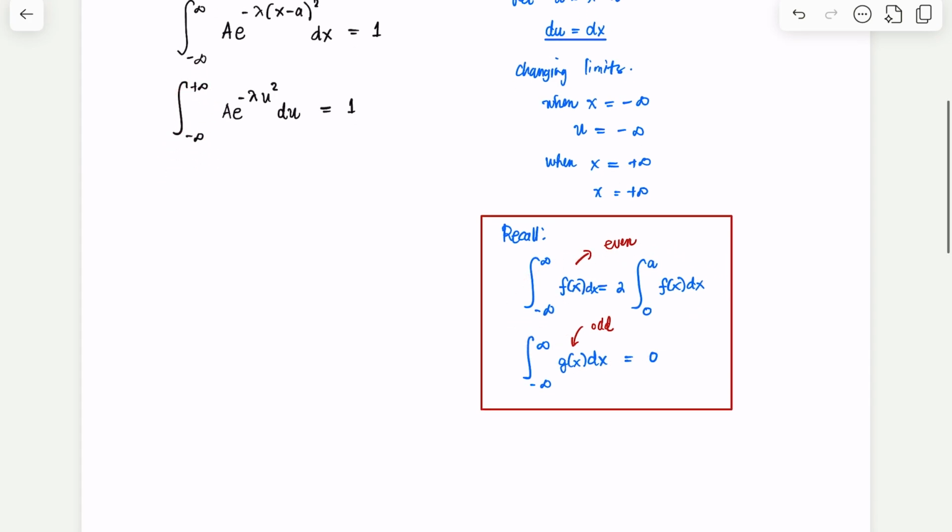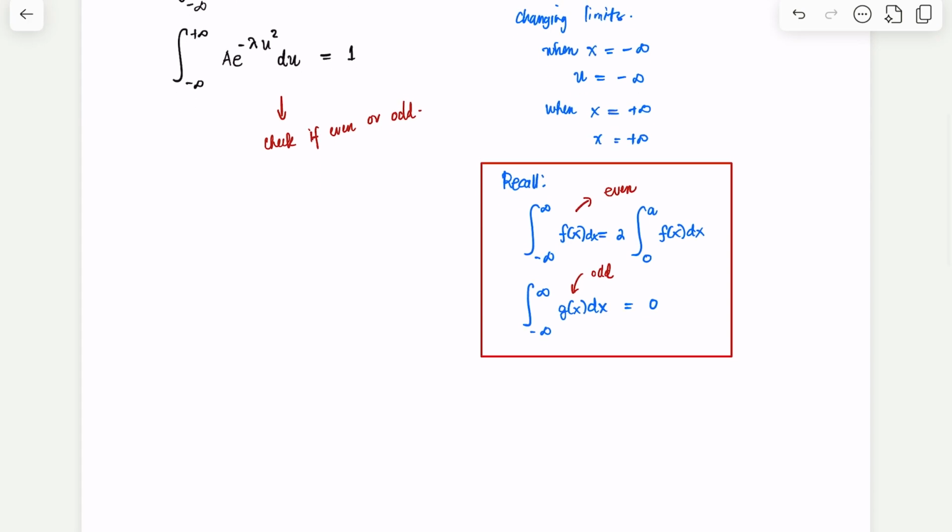Now, how do we check? So I'm just going to write it here. You check if even or odd. Now, how do we check that one? It's very simple. So we just write f of x is equal to a e to the negative lambda u squared. Okay. So let me just simplify first the integral. Since a is a constant, we knew that we could take that out of the integral so that we will deal with a simpler integral. So what is left would be e to the negative lambda u squared du, that is equal to 1.